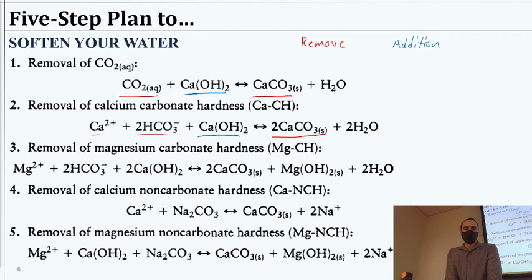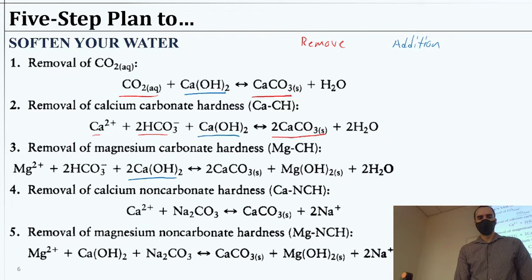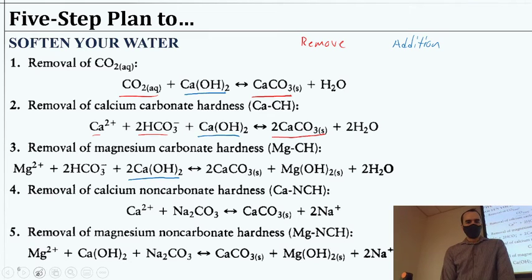Okay, so step three then is removal of magnesium carbonate hardness. So the magnesium side of stuff. And to do that, again, we're adding here more lime. So more CaOH2. Targeting really whatever is going to come out as magnesium and some more carbonate. So we'll get some precipitation there. So more of the calcium carbonate. But at this point, we can get magnesium solids to precipitate as well.